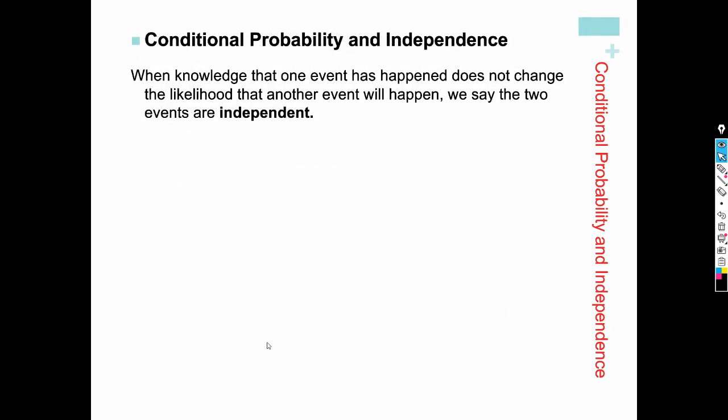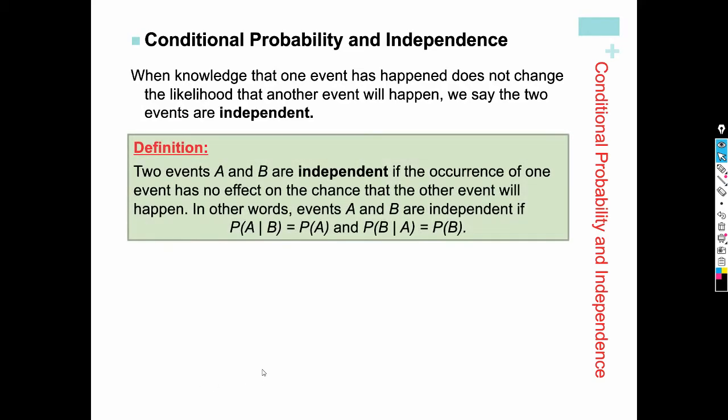So the way to state that with our conditional probabilities is that the probability of A given B is A, and the probability of B given A is B. So in other words, let's take B given A being B. If I tell you that A happens, that doesn't change the chance of B happening. It still stays the same as if I didn't tell you anything about A. Same thing the other way around. If I tell you that B has happened, that doesn't change your probability of A.